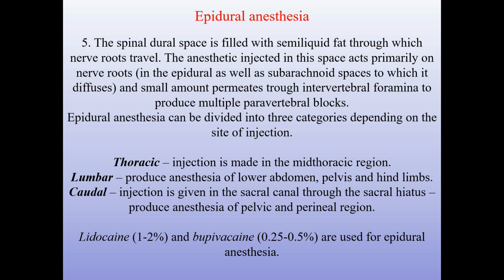Epidural anesthesia can be divided into three categories depending on the site of injection. Thoracic, injection is made in the mid-thoracic region. Lumbar, produces anesthesia of lower abdomen, pelvis and hind limbs. And caudal, injection is given in the sacral canal through the sacral hiatus. Produces anesthesia of pelvic and perineal region. Lidocaine 1-2% and bupivacaine 0.25-0.5% are used for epidural anesthesia.